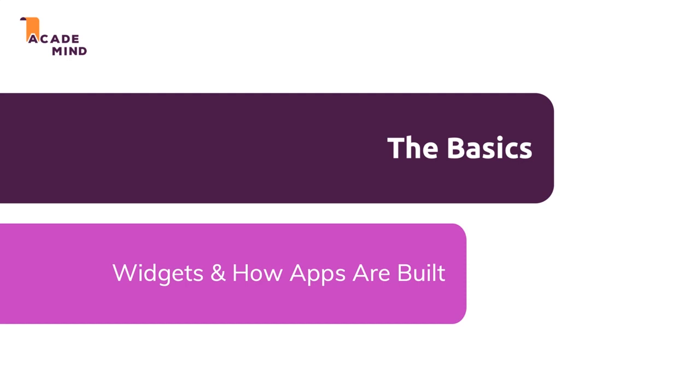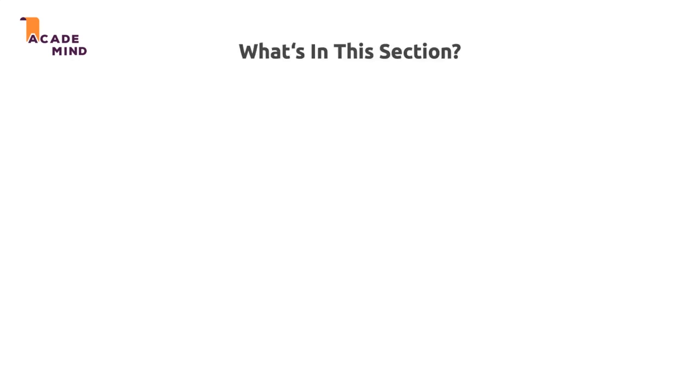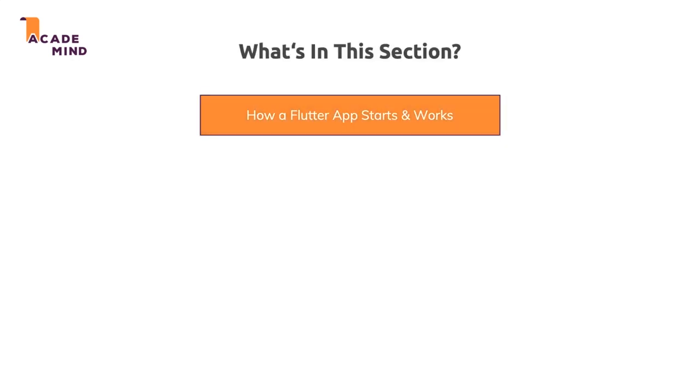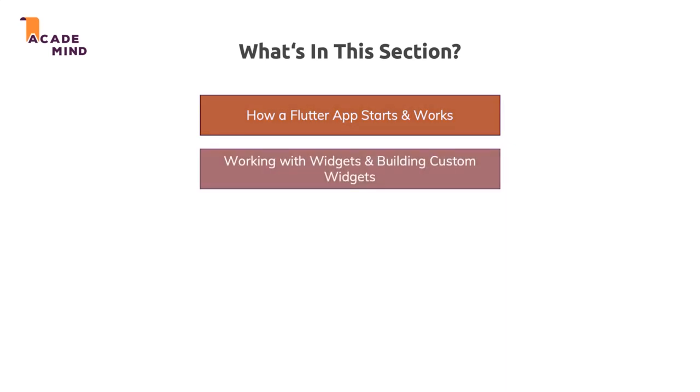By the end of this module, we will have covered a lot of the core basics you need to build amazing Flutter apps. So what exactly can be found in this section then? We'll have a look at how a Flutter app actually starts and works, and what's really happening there, how a Flutter app brings something on the screen. We'll work with widgets and we'll build custom widgets because that is also a core part of building Flutter applications.